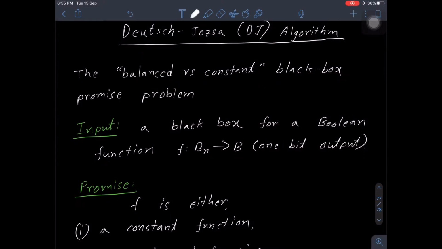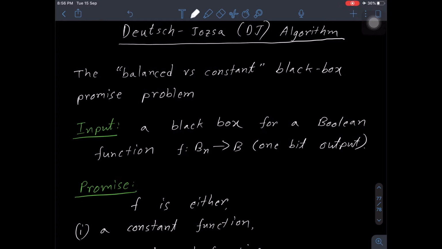Hello everyone. Finally, we will start working on a quantum algorithm. The algorithm we are going to talk about is named after two scientists, Deutsch and Jozsa, and it was the first quantum algorithm that gave us an exponential benefit. That means that the classical analog of this algorithm took exponential time to solve the problem.